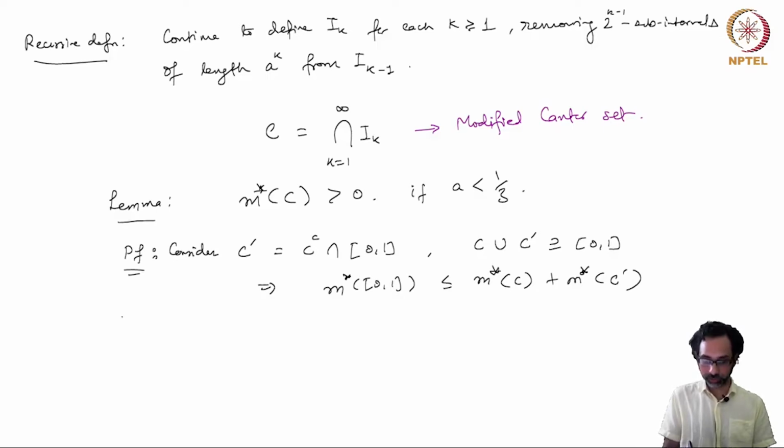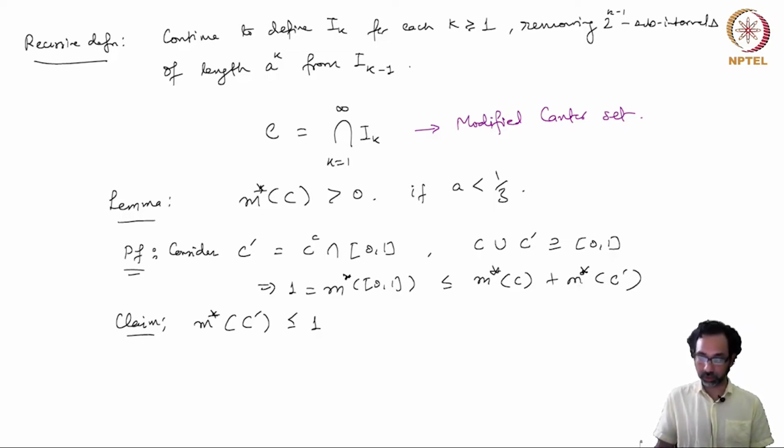Now I claim that m star of C prime is less than or equal to 1. So since on the left hand side we have 1, and on the right hand side we have m star C plus m star C prime, if m star C prime has value less than or equal to 1 but the sum is greater than or equal to 1, this implies that m star C is strictly positive. So we have to show that m star C prime is less than or equal to 1.